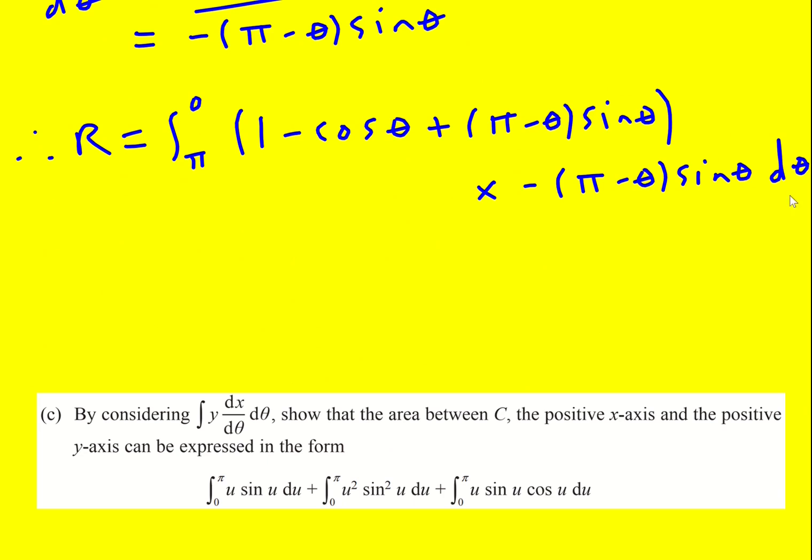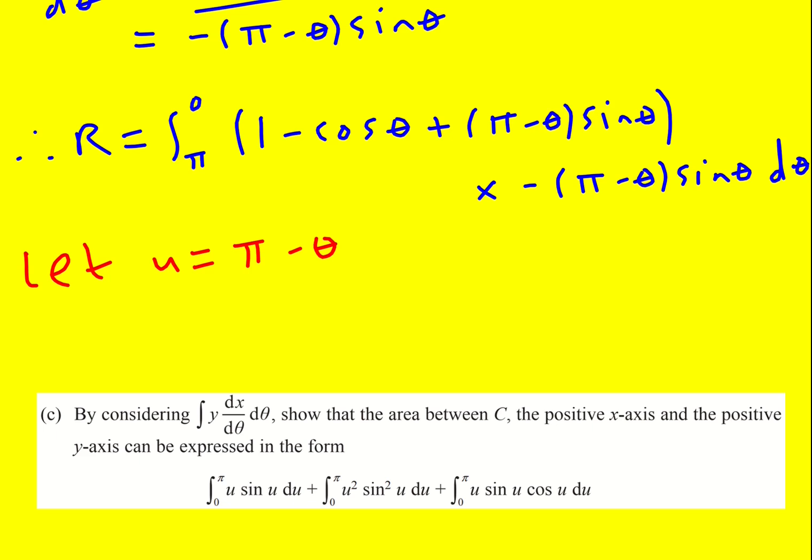I see that I'm going to get a cos theta sine theta term, but here I'm timesing by u, and here I'm timesing by pi minus theta. What else have I got? I've got a sine squared term, and then I've got a u squared, and again I've got a pi minus theta and a pi minus theta. So what I'm going to do is my substitution is going to be to let u equal pi minus theta.